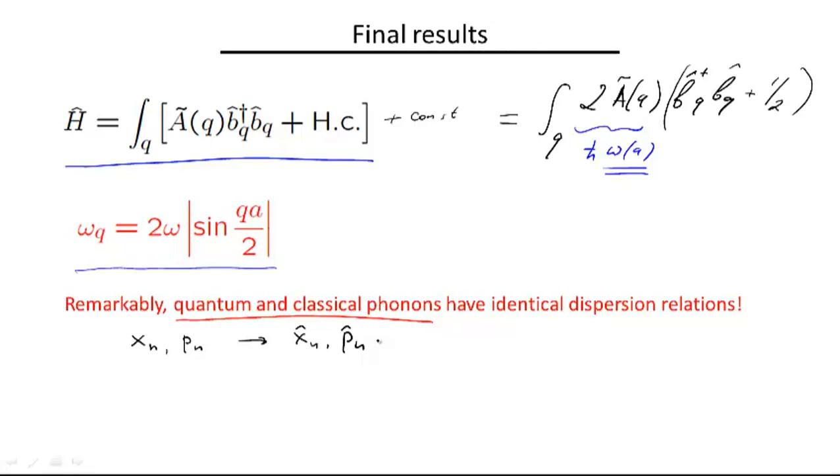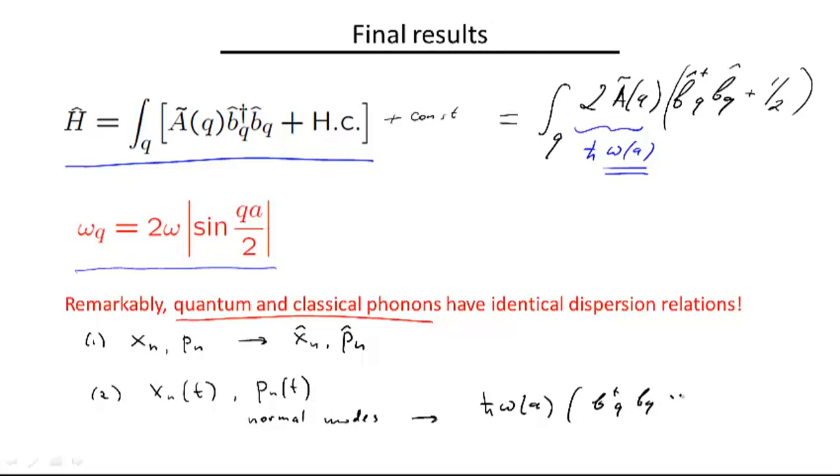But there is a second version of the solution. One could have solved the classical problem first, which means finding the trajectories of particles and the corresponding waves. And then one could have quantized these normal modes. The normal modes can be converted into these operators h omega q, b dagger q bq plus 1/2. So we could have done that. And the results, we have proven, are exactly the same. And this is very important. It shows us something about the quantum to classical correspondence.